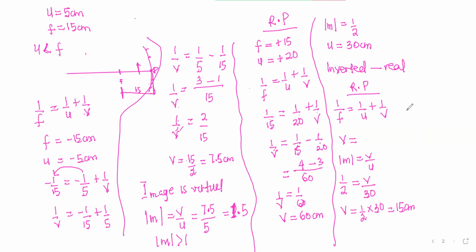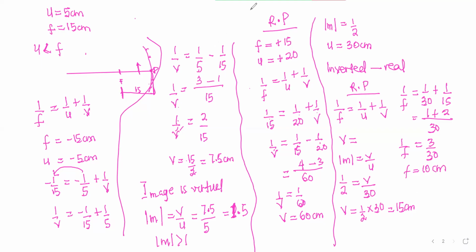So we can go ahead to calculate for F. So 1 on F is equal to 1 on 30 plus 1 on 15. LCM 30, 1 plus 2. So we have 3 over 30, implying that F is 10 centimeters.